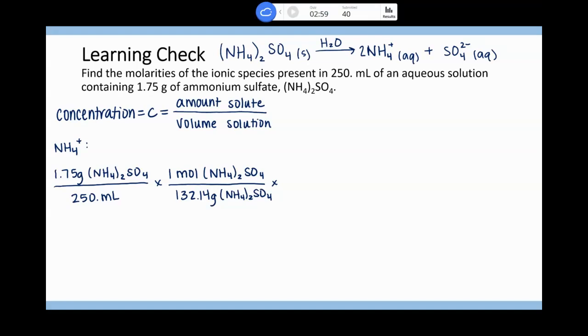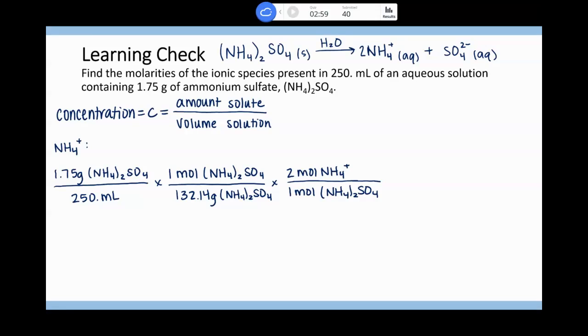So we've got moles of ammonium sulfate, but we want to know moles of ammonium. Now we use our balanced chemical equation. For every 1 mole of ammonium sulfate, that dissociates into 2 moles of ammonium. So we have 2 moles ammonium, NH4 plus, over 1 mole of ammonium sulfate. This is why it's important to include all of your units, specifically what mole or gram you're talking about, which compound or which atom, so that you can keep track of everything as you go along.